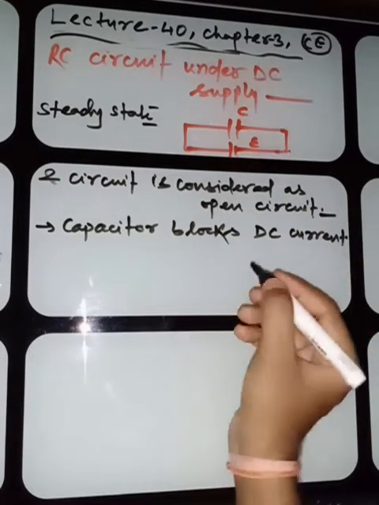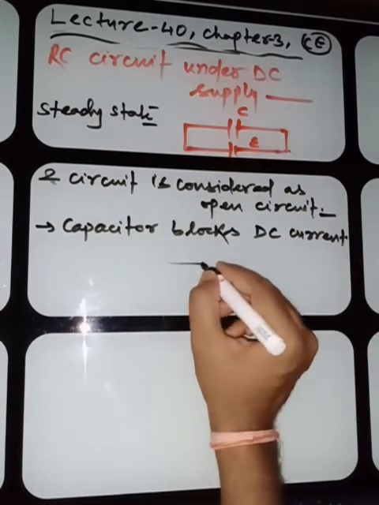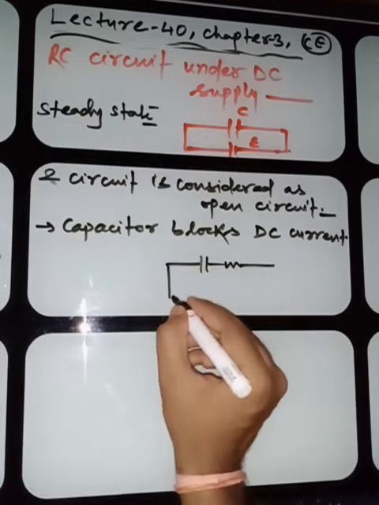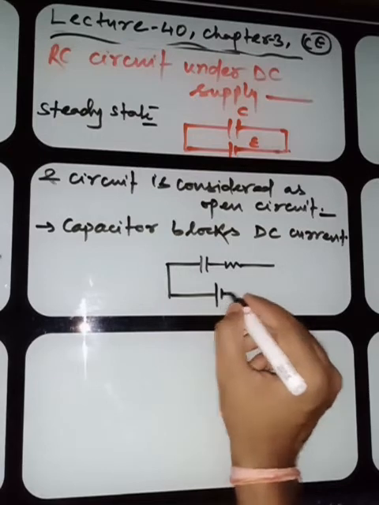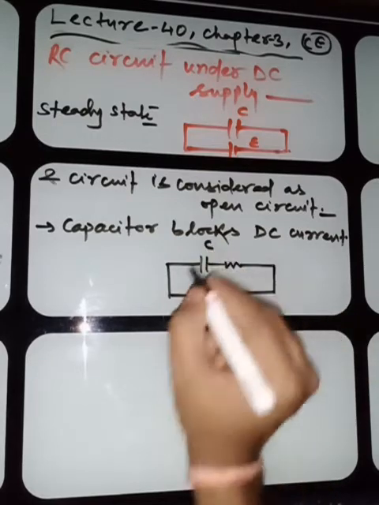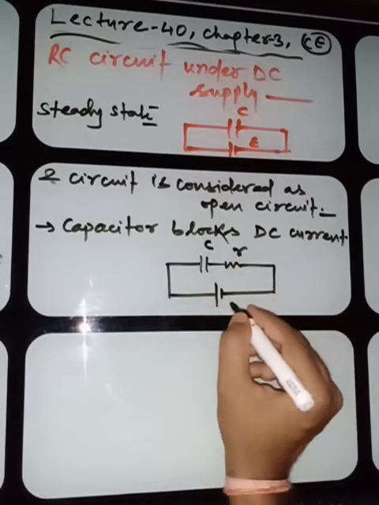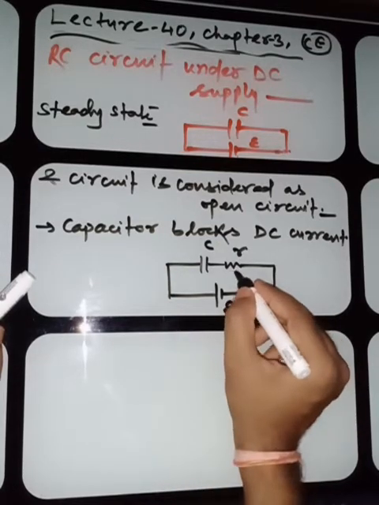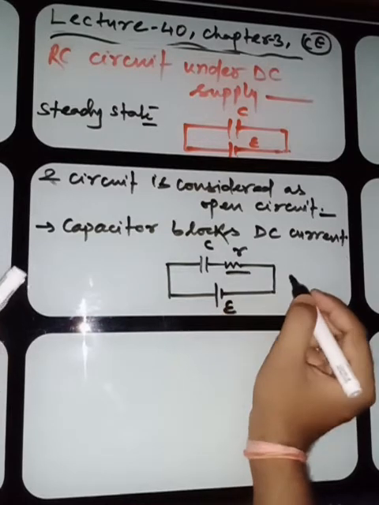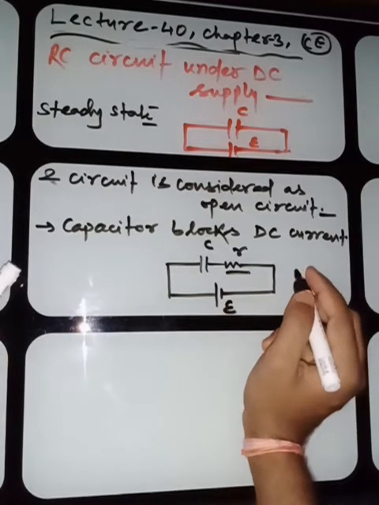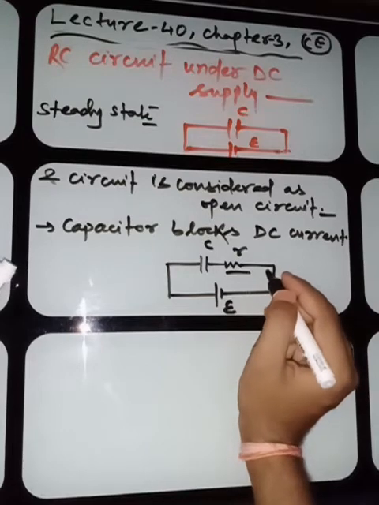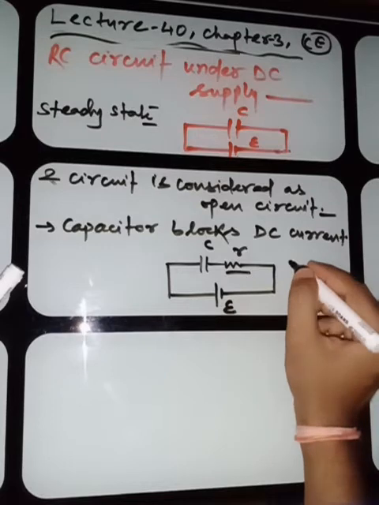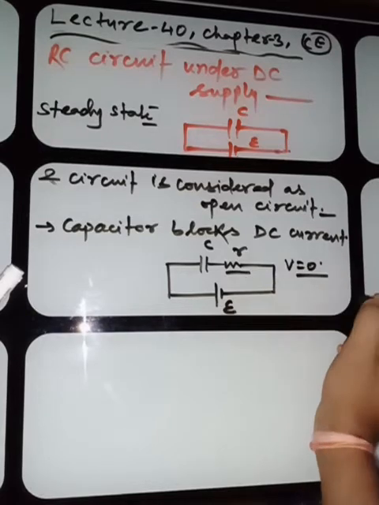Again, I'm telling you, suppose you have a circuit like this one: this is the capacitor, this is the resistance, my dear student, and you connect a battery over here. The very important point: this is the capacitor, this is the resistance, and this is the battery. Now, what will be the potential across this resistor in a steady state? The answer is, the potential across this resistor in a steady state will be 0.